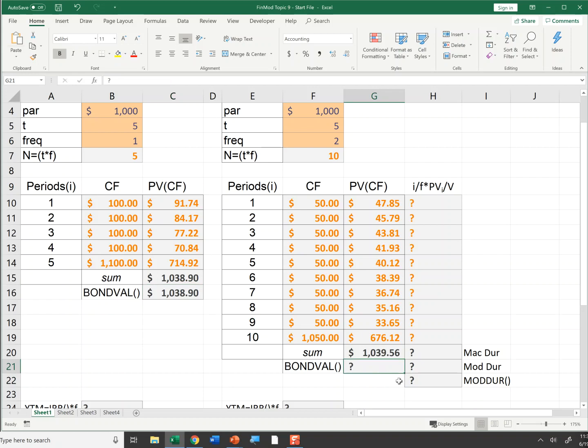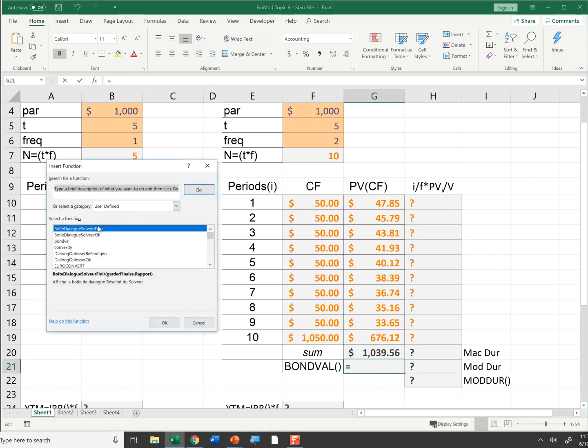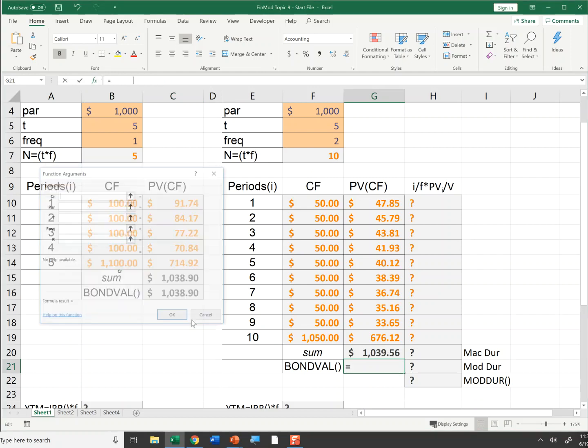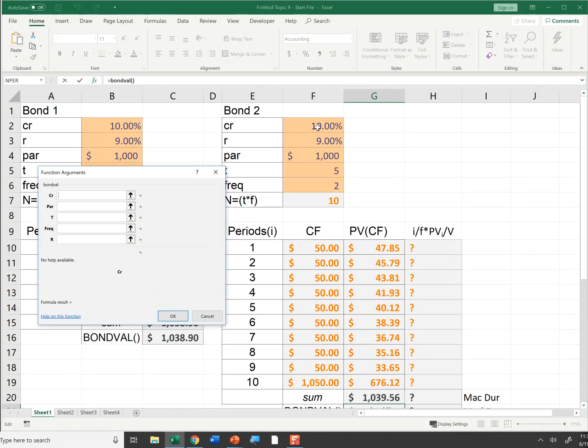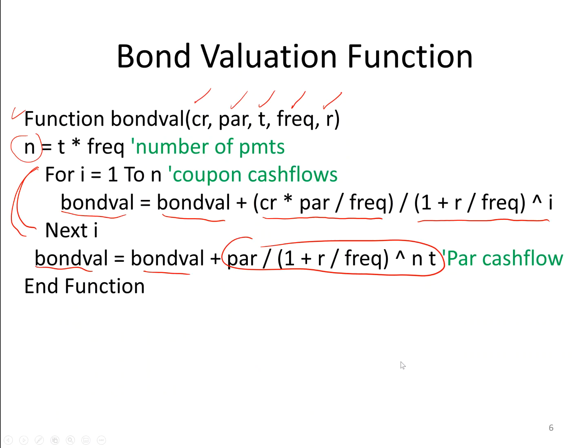I'll do the same one here. Insert my function. User defined, bondval. I'll put in the coupon rate, the par, the maturity, the frequency, and the discount rate. And there's my $1,039.56. So there's the function. Well, it looks like a little extraneous variable there. Let me just scribble that out. So there we go. That's a function to calculate the value of a bond.